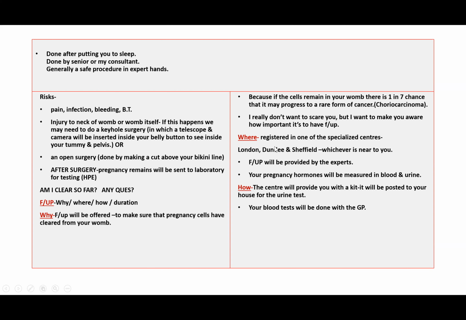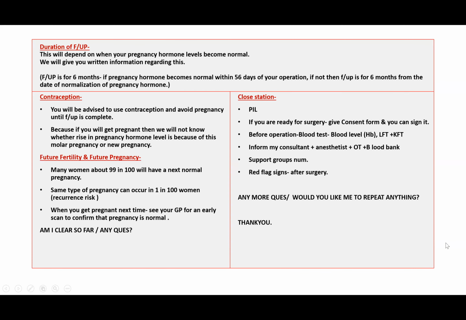And where will be the follow-up? So you will be registered in one of the specialized centers, London, Dundee, and Sheffield, whichever is near to you. Follow-up will be provided by the experts. The pregnancy hormones will be measured in blood and urine. And how it will be done? The center will provide you with a kit. It will be posted to your house for the urine test. The blood test will be done with the GP.